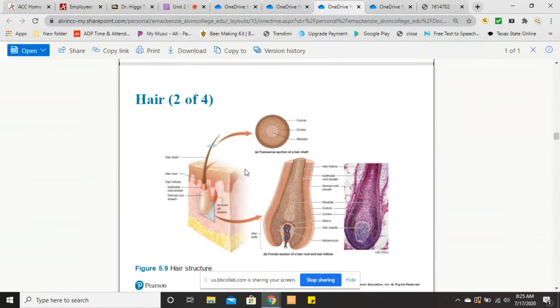Where in the hair are the cells alive? It's not in the shaft. The shaft, the cells are dead. How do you know? Because you could cut the shaft. You cut your hair and it doesn't hurt. It's because dead cells cannot tell you to feel pain.